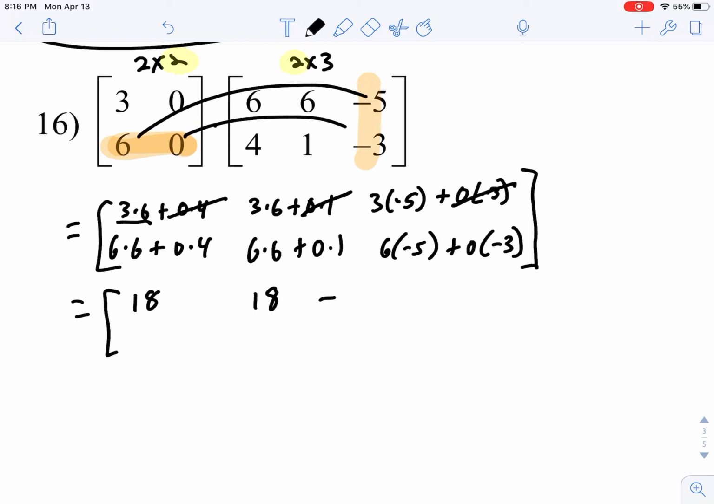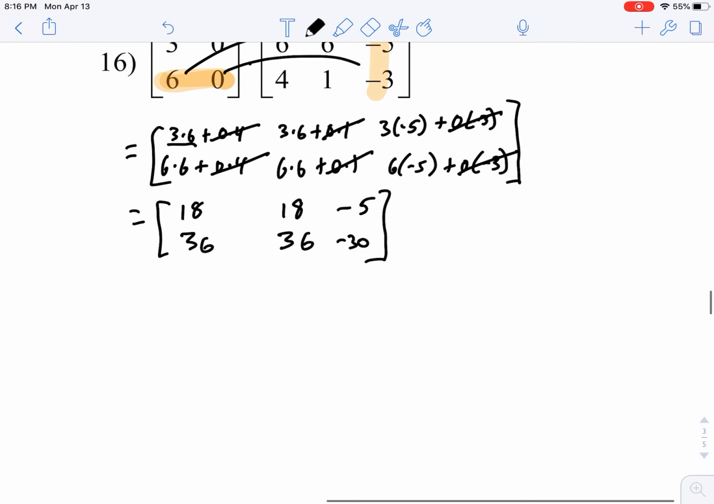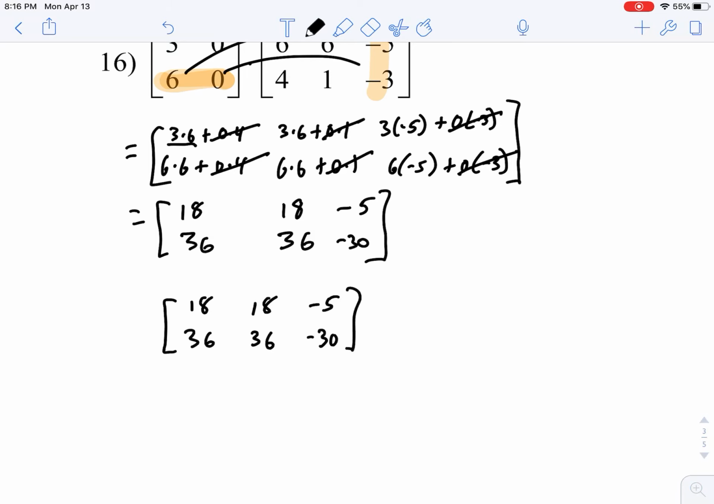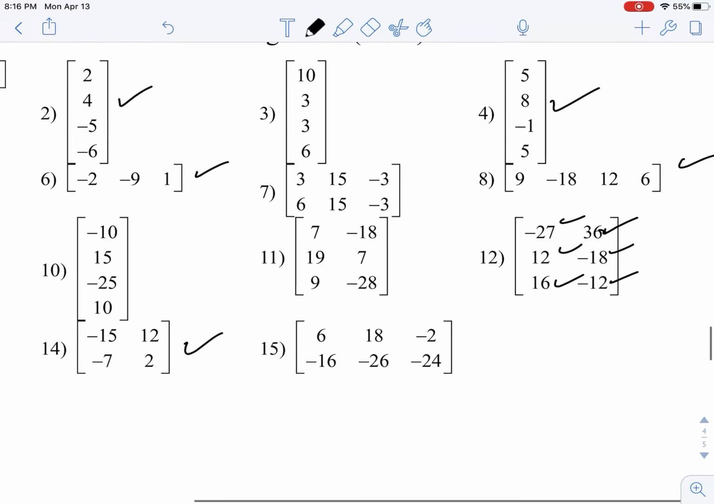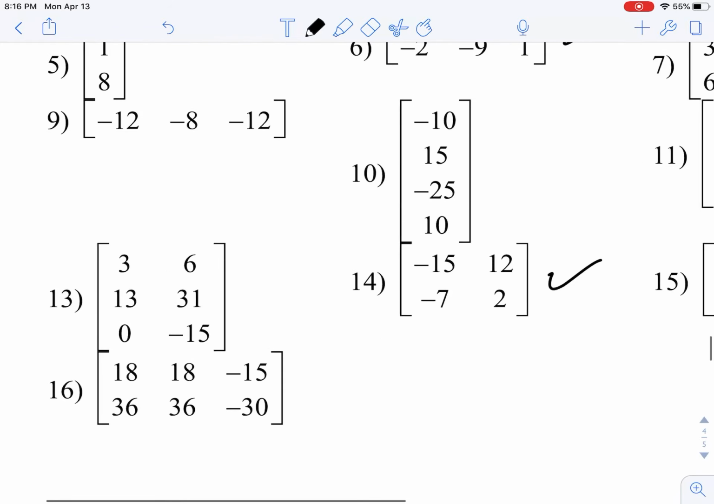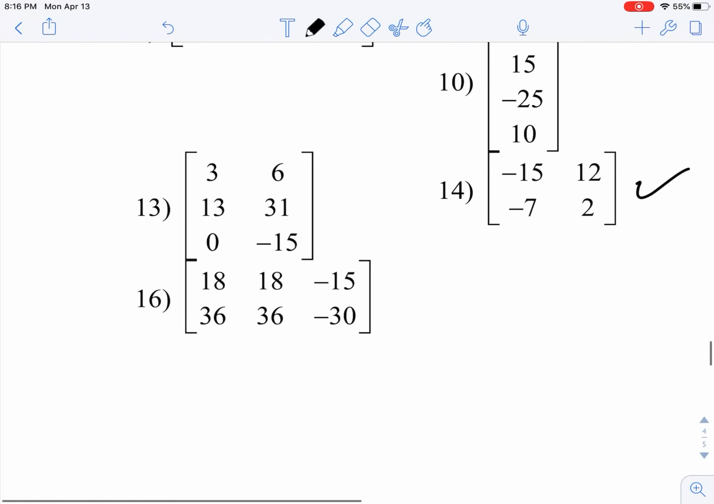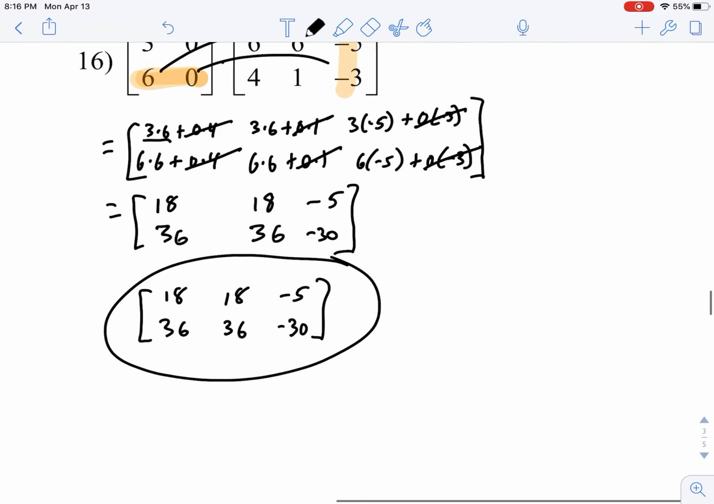3 times negative 5 is negative 15. That's going to go away. 0 times anything is 0, so 6 times 6 is 36. That goes away. We have another 36. That is going to go away. 6 times negative 5 is negative 30. And I wrote that kind of funky looking. I don't know, I had it kind of spaced out for whatever reason. And there is the answer for number 16. Let's see. Oh, whew. I was looking at 15. I'm like, oh no, I got it all wrong. Number 16 right there. We're looking good.